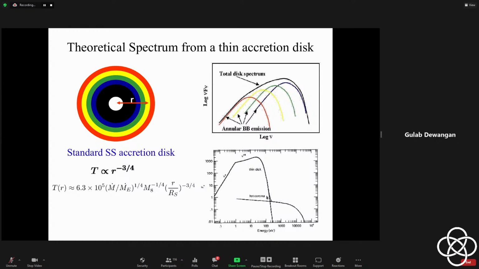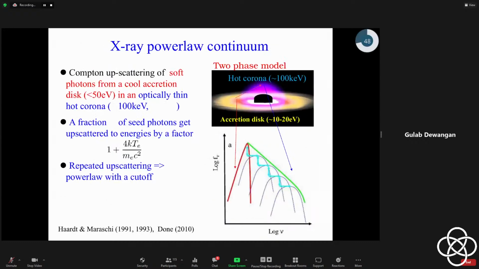But observationally, we do observe strong X-ray emission, which can go up to 100 keV, as we just saw in earlier view graphs. So what is the process that gives rise to the X-ray emission? This X-ray emission can be generated in the so-called two-phase model. So we have, of course, the supermassive black hole and the accretion disk, and the accretion disk, as we saw, emits this multicolor black body emission. In the inner regions, we think there is something called the corona, a hot corona, with a temperature of about 100 kilo electron volt.